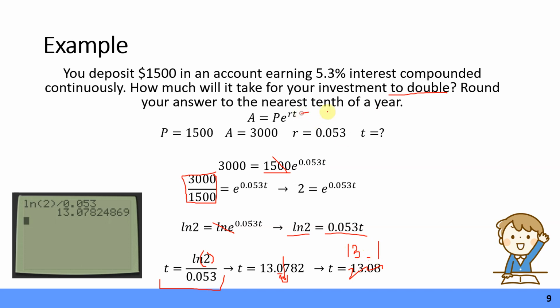Again, because they wanted the nearest tenth, it is right here. And whenever I ask you to round, you always use the number next to it to determine if you're going to leave it as is or if you're going to round up. Since the number next to it was 7, that means the 0 rounds up to a 1, and I really don't care about the 7, the 8, and the 2 anymore. So my final answer for this problem would be 13.1 years.